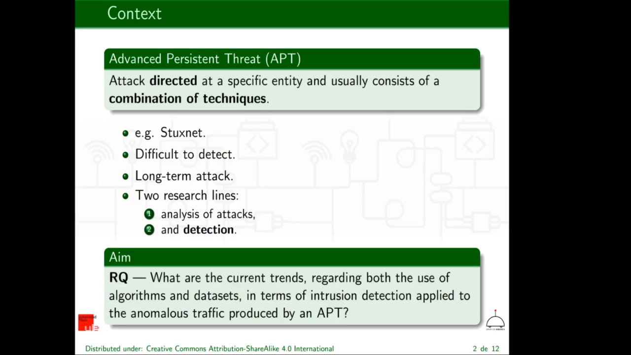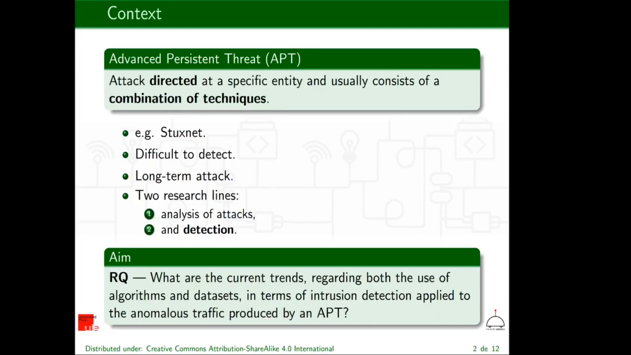The existence of Stuxnet was announced in 2010 after the attack on the uranium enrichment system at Iran, which damaged approximately 1,000 centrifuges. After the incident, the problem of APTs began to become one of the major concerns in the field of security.